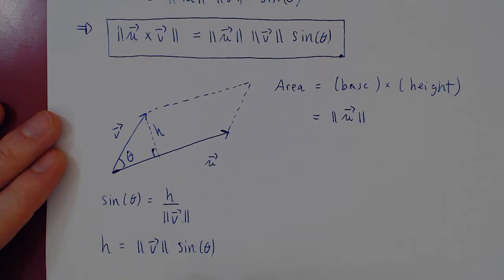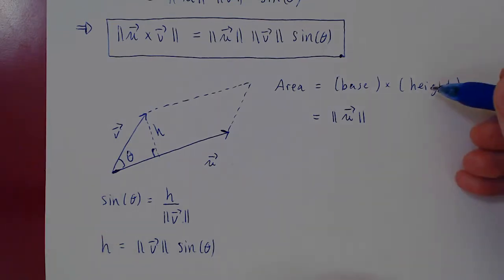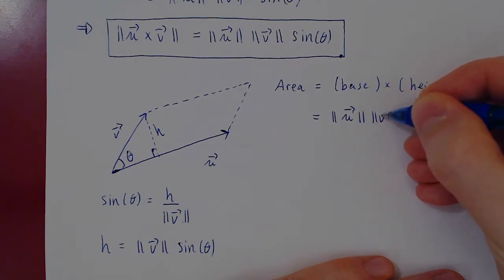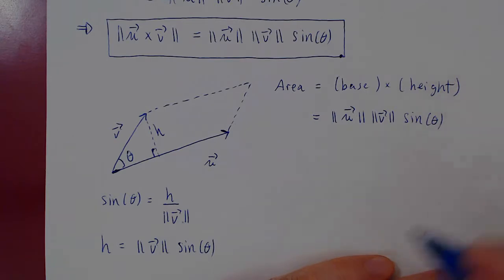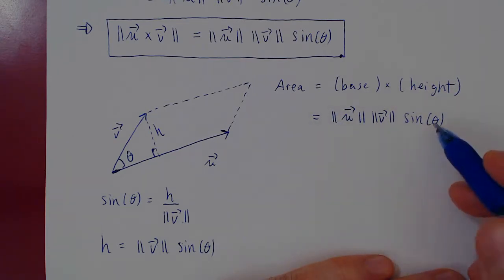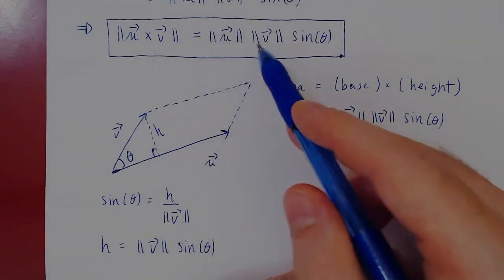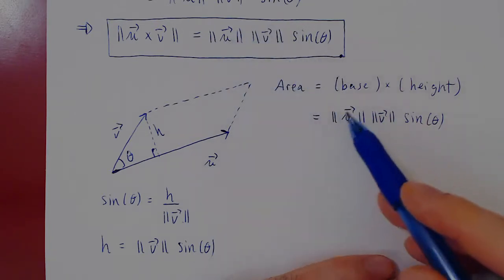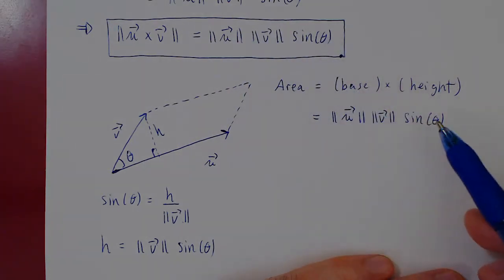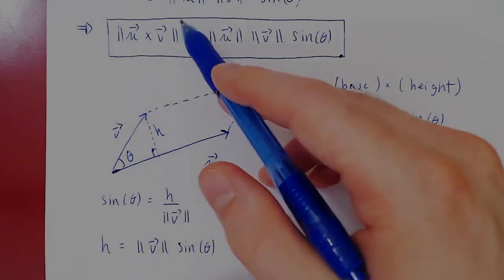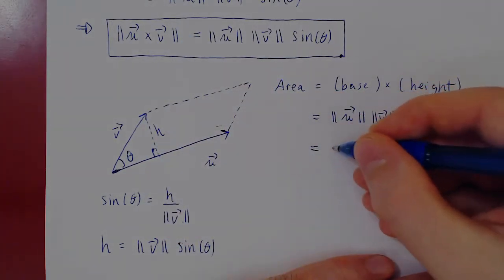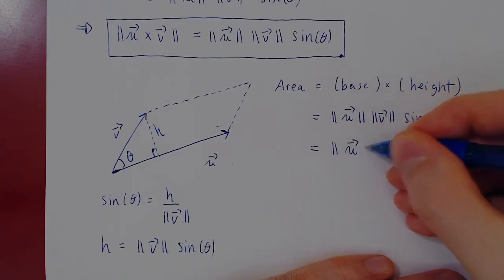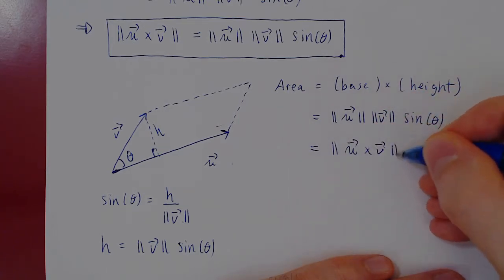And now we have the height of our parallelogram. So we can replace, the height is norm of v sine of theta. And if you notice this equality, and you just look up, norm of u, norm of v, sine of theta, that's just the same as the norm of the cross product between u and v. And there you have it. The area of the parallelogram is the norm of u cross v.